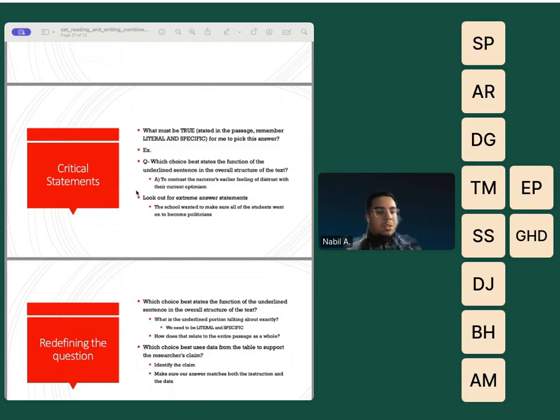Okay, so with this answer choice, in order for it to be true, we need to first see, is there an earlier feeling of this distrust that we see? And do we see this current optimism later on? In order for that answer choice to be correct, we need to see those two elements. If we do not see those elements, then that means that answer choice must not be right. Does that make sense?